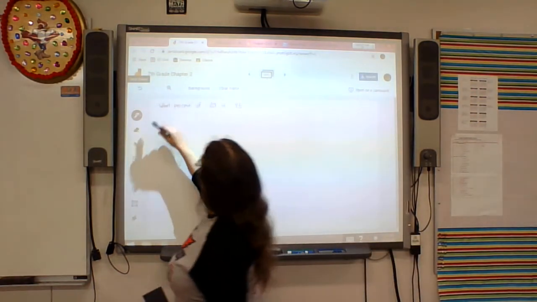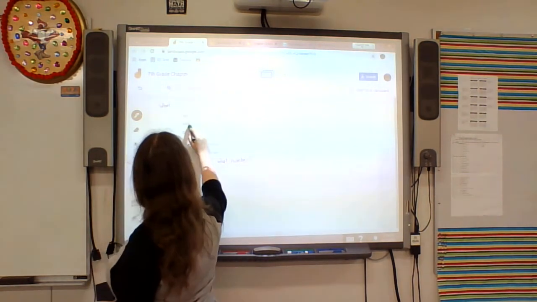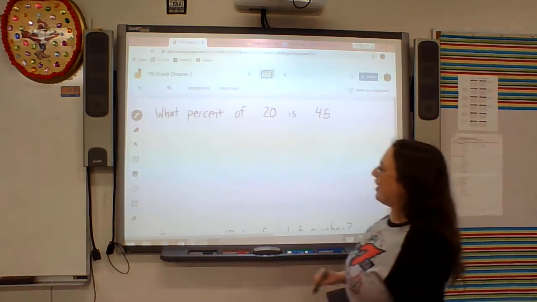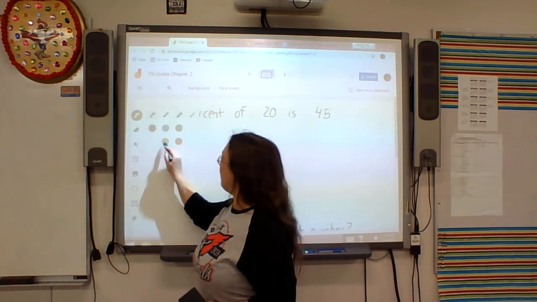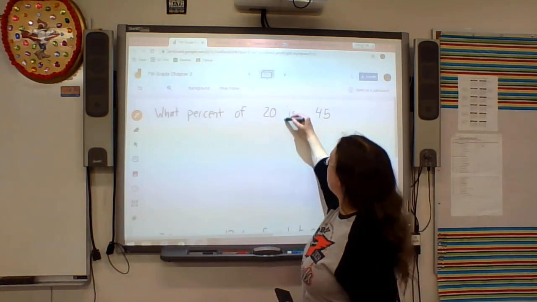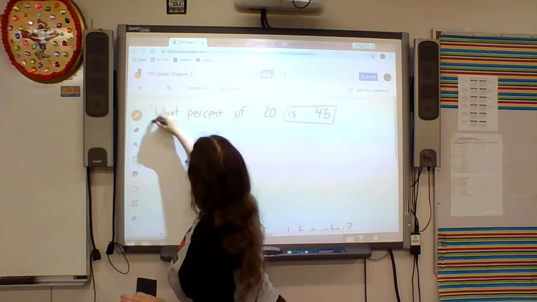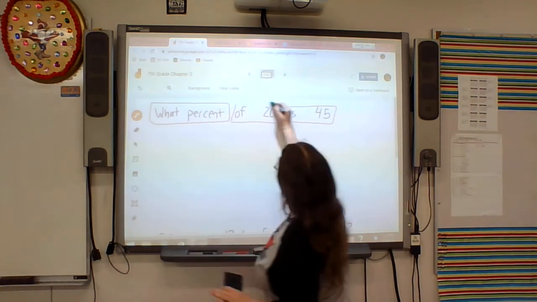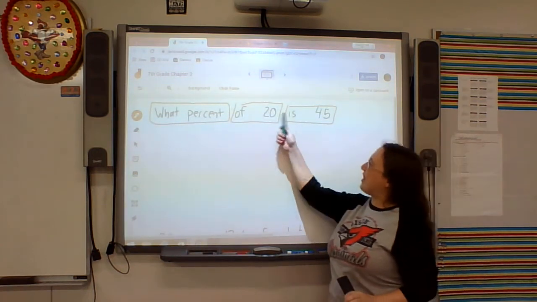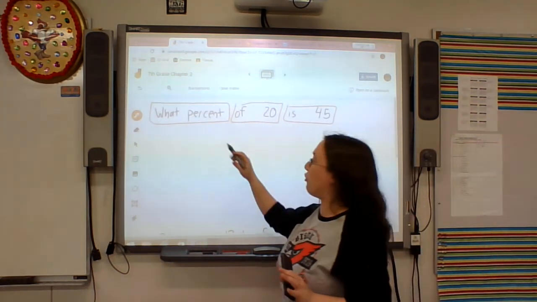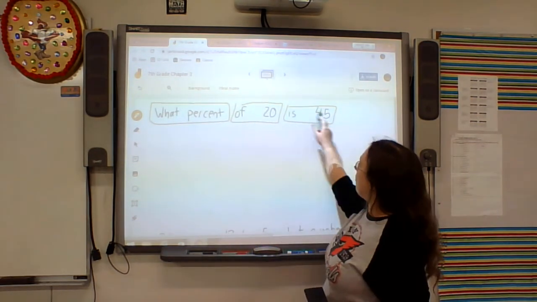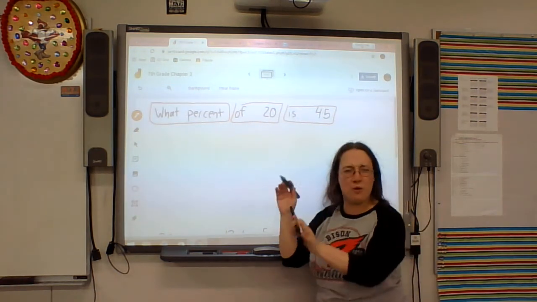Okay, let's try 2 more of these. Okay, so now what percent of 20 is 45? So the order got flip-flopped around a little bit this time, but we're still doing the same thing. So we're still splitting this up into 3 parts. Watch out for, even though this is by both of them, we're still going in order. So you got something percent of this is that. So the is goes with this one, even though it's kind of next to both of them.